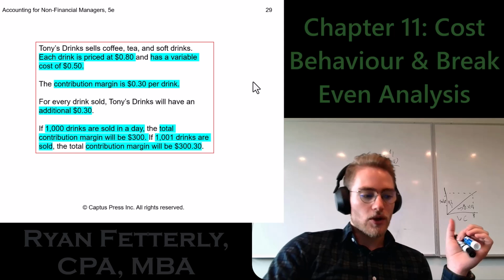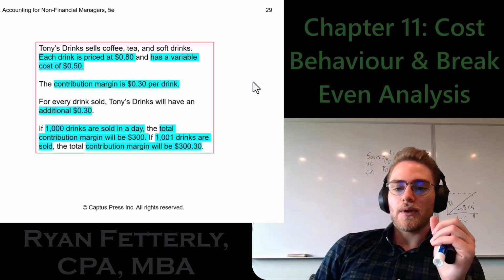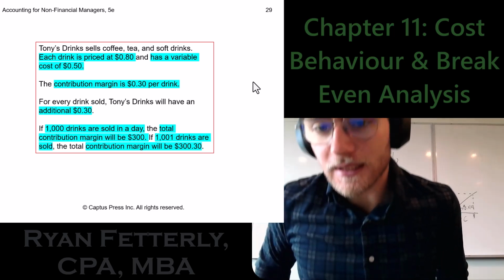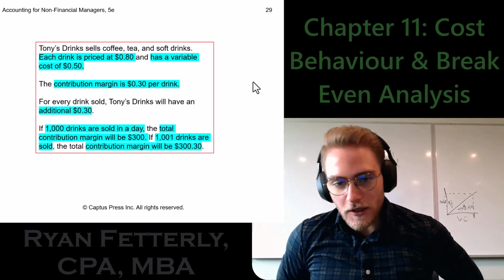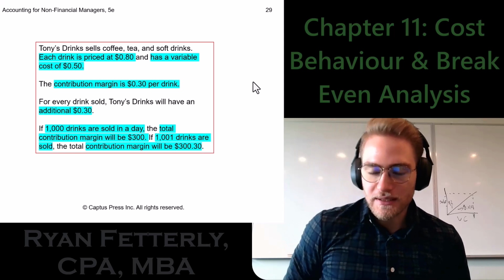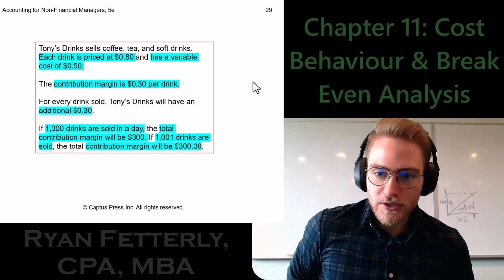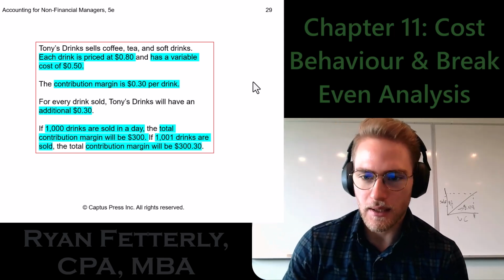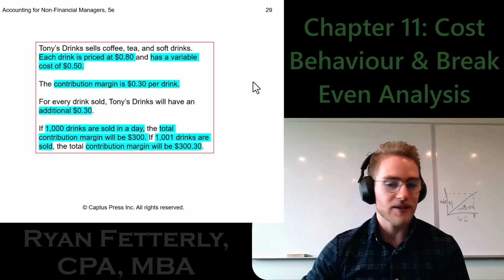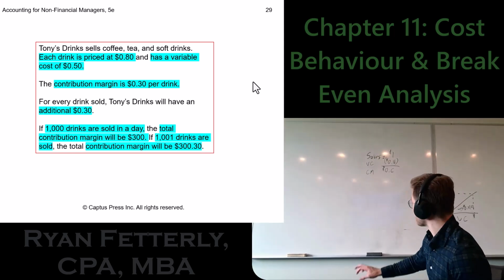Okay, so this is Tony. Tony decides that he wants to sell coffee, tea, and soft drinks, right? Each drink is priced at 80 cents and has a variable cost of 50 cents. The contribution margin is 30 cents per drink, and for every drink sold, Tony will basically generate an additional 30 cents. So let's fill in these numbers and use that as an example.